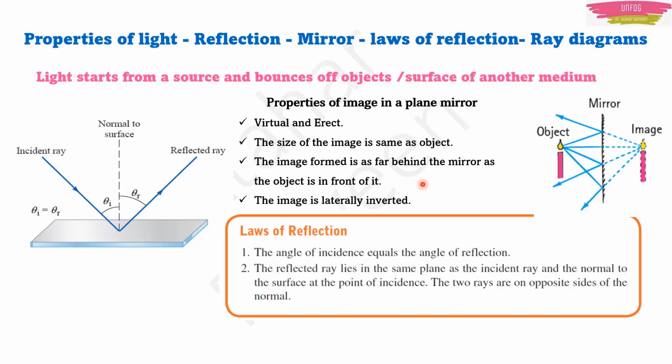And the last and the most important property of the image formed is that it is laterally inverted. What do you mean by laterally inverted? For example, if you are taking a poster written as "no" in front of the mirror, then your "no" looks like this. So this "no" looks laterally inverted in the image. So these are the properties of image formed in the plane mirror. Okay.